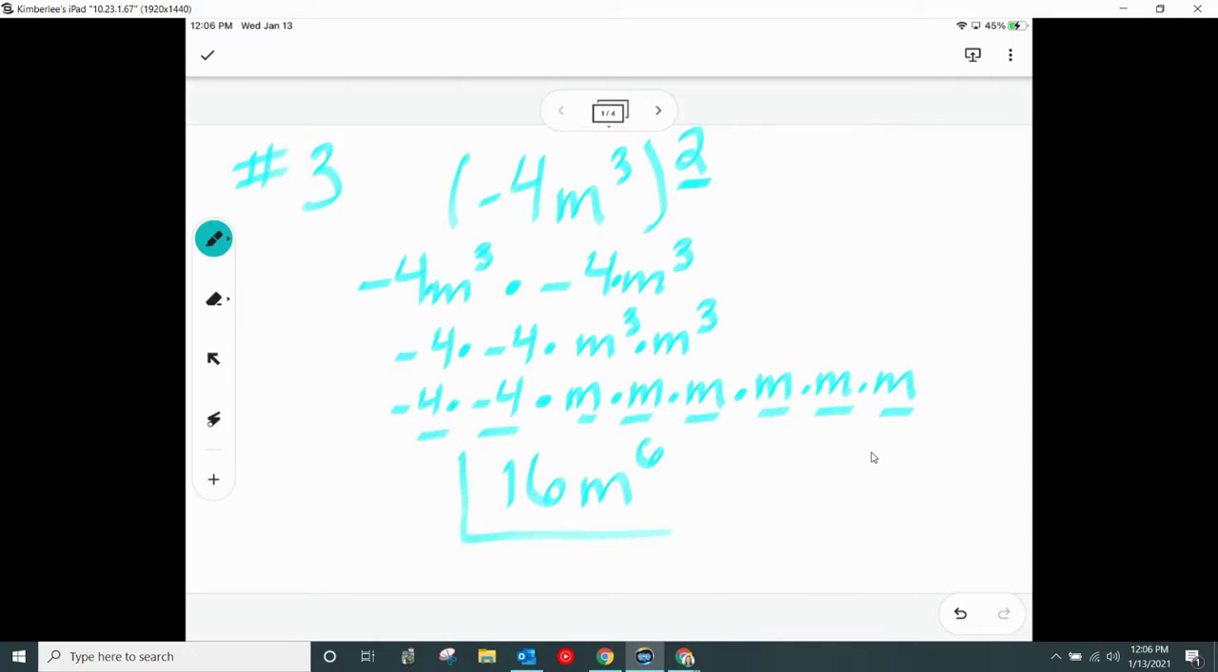Now I'm going to show you the shortcut. Let me grab a different color. Here is the shortcut. So let's look. Originally up here inside the parentheses, the negative 4 right here does not have a power written on it.